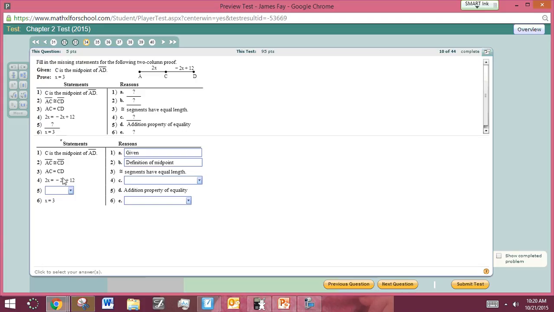Now how do they go from AC equals CD to 2x equals negative 2x plus 12? If I look at my picture, AC's distance is also called 2x. CD's distance is also called negative 2x plus 12. So all they do is replace AC with 2x and CD with negative 2x plus 12. That replacement is called substitution. Now they're going to do the addition property of equality. I'm going to add 2x to both sides. That gives me 4x equals 12. And now they go from 4x equals 12 to x equals 3. That's got to be division.